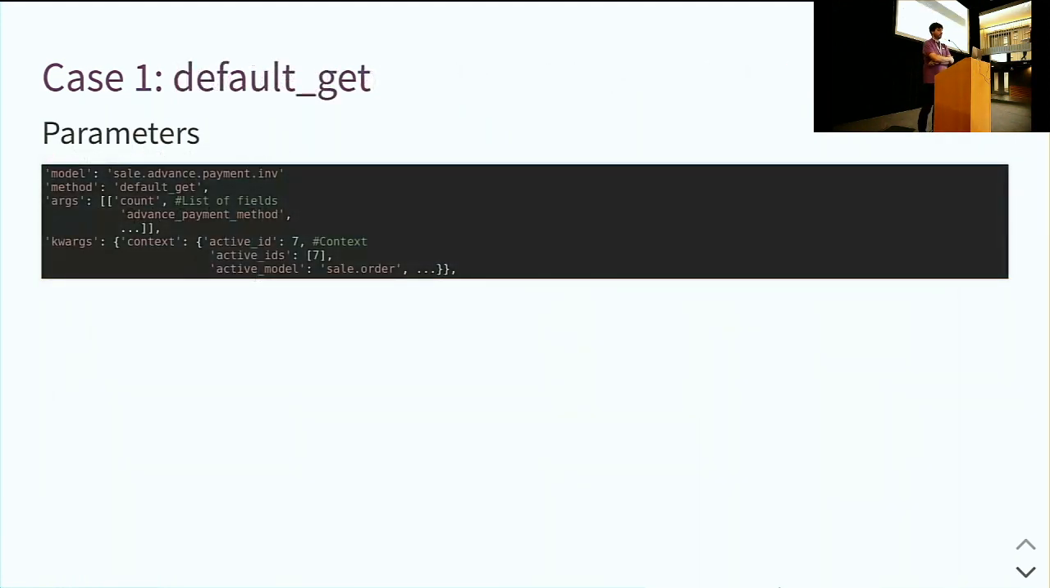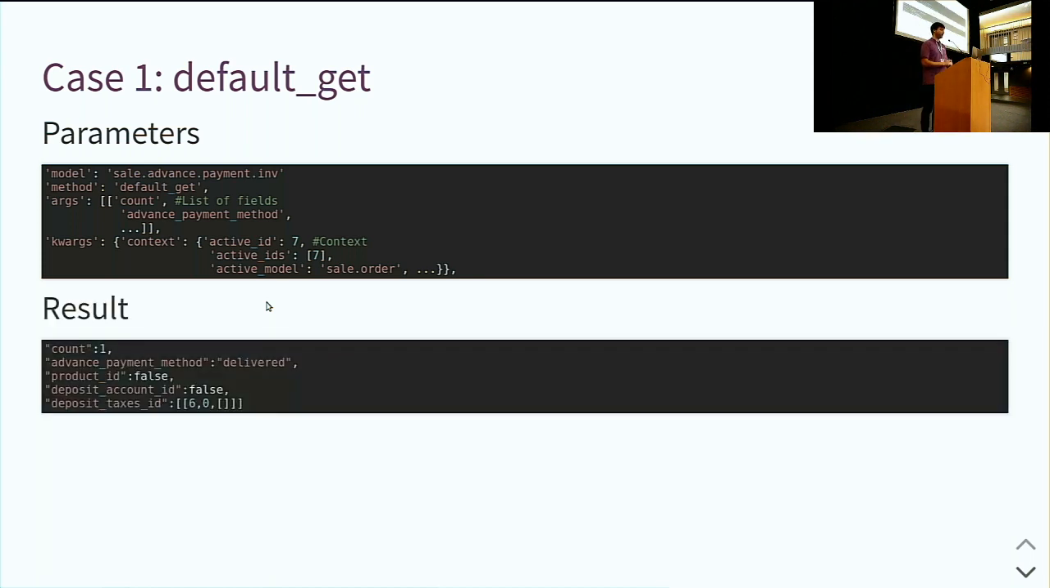The default_get, well, always the model, the method. The argument is the list of fields for which you want the default value. And of course, you have the context. You always have the context. I just show you the interesting part. Since you are dealing with a wizard, the active ID is really important, so we will have to take care of those. And as a result, of course, you get the list of the fields and the default value of them. We'll be able to use these values for the create.